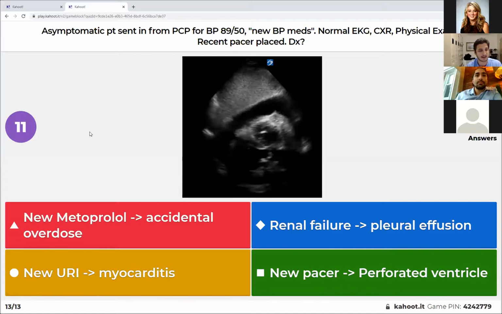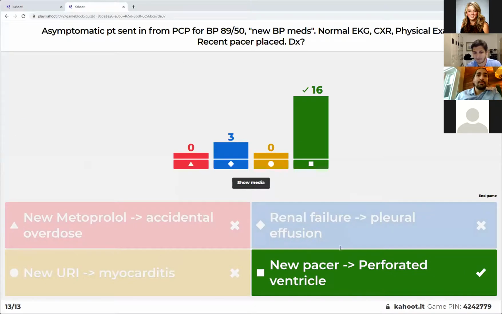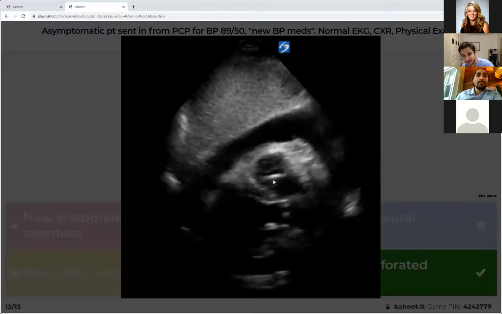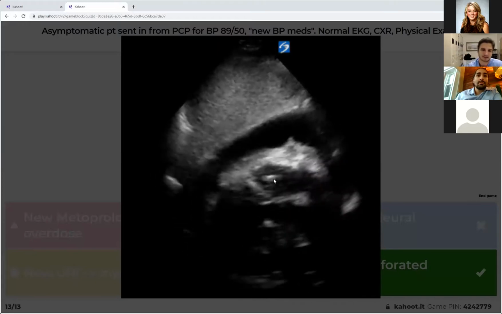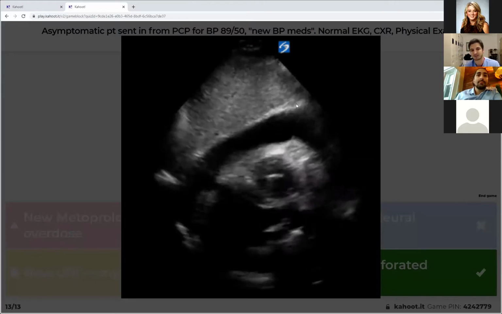The patient has, again, no complaints, normal EKG, normal x-ray, normal physical exam. What do you think is going on in this picture? Is it metoprolol? Is it renal failure? Is it myocarditis? Is it the new pacer? Yep, absolutely. Most people cottoned on that we can actually see a pacer right here in the right ventricle, and there's this big effusion.